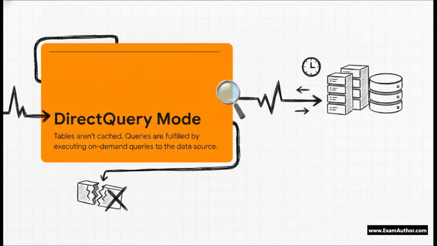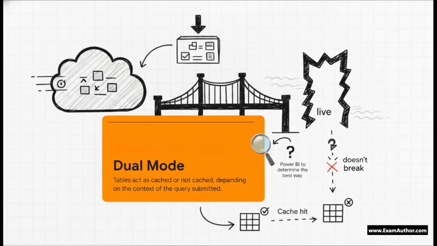Right, next up is DirectQuery. Now this is your live wire. It completely bypasses the cache to give you up-to-the-second data. These tables aren't cached at all. Any DAX query you throw at it gets translated on the fly and sent straight to the underlying source. So you get that guaranteed near real-time freshness. The trade-off, though, is performance. Since it's constantly doing round trips to the source, it can really drag out those visual load times.